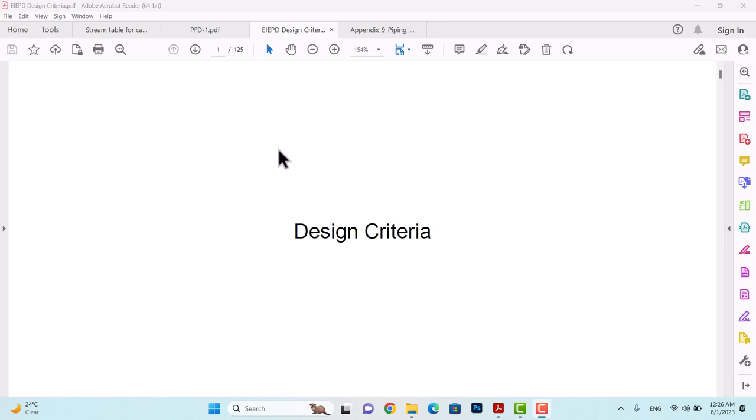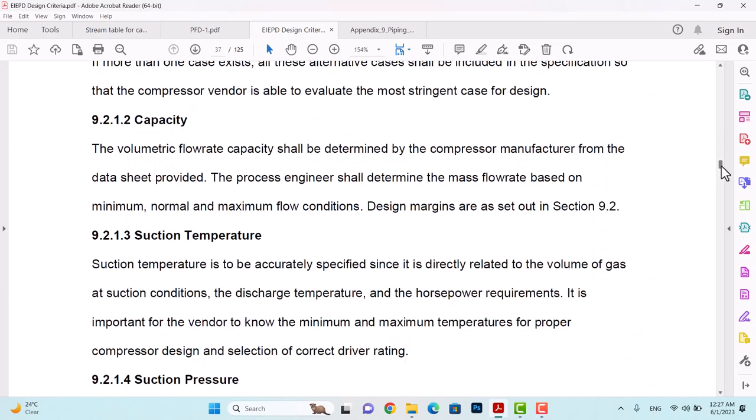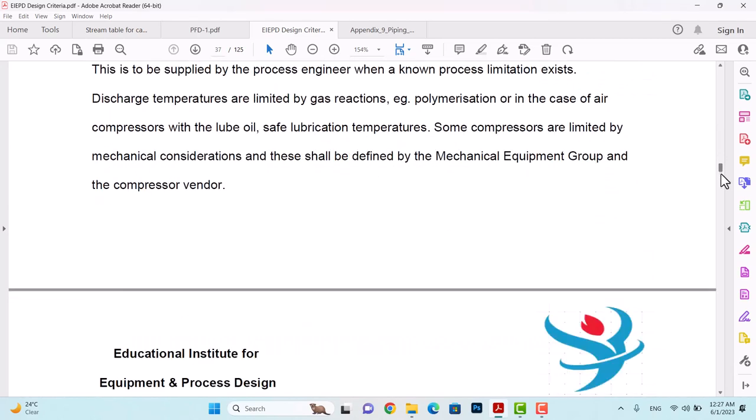In my perspective, Aspen Plus is the best process simulation software process engineers, professionals should use when it comes to process plant simulations. It has a strong property packages. Anyway, let's go to the main issue here and see what we should learn about design criteria for line sizing.